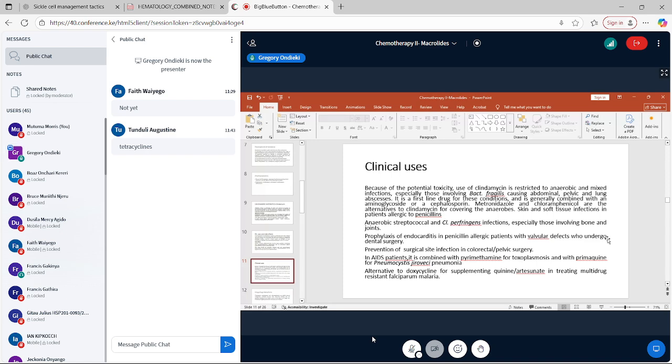It's a first-line drug for management of abscess caused by those bacteria mentioned. And in this scenario, it's combined with an aminoglycoside or cephalosporin. Now, we know why that combination has to be done. Nidazole and anaerobes. And also, it's useful in management of skin, soft tissue infections for patients allergic to penicillins.